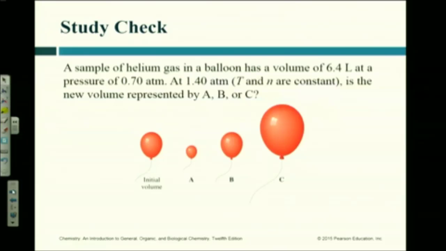Helium gas in a balloon has a volume of 6.4 liters at 0.7 atmospheres. If the pressure is 1.4 atmospheres, what does the balloon look like? Pressure goes up, so the volume must do what? So it's got to be A.